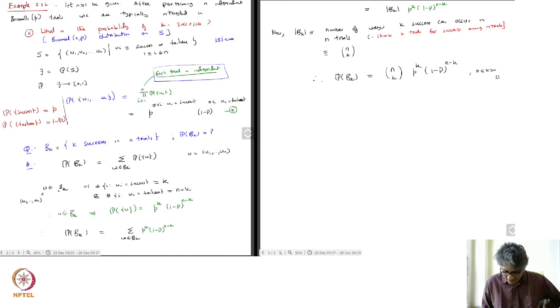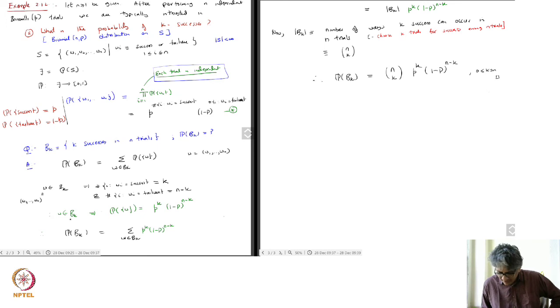Now, omega in B_k means what? B_k is the event that there are k successes in n trials. That means among omega 1 through omega n, k of them have to be success and n minus k of them have to be failure. It doesn't matter in which order they come, we just want the total number. And that defines your B sub k.